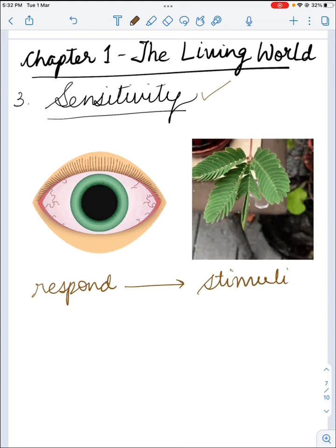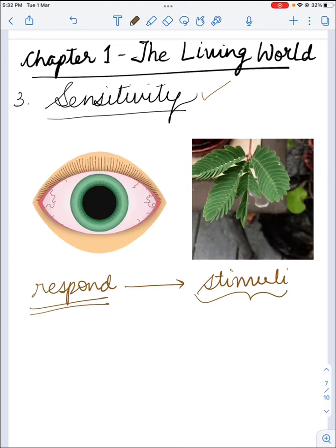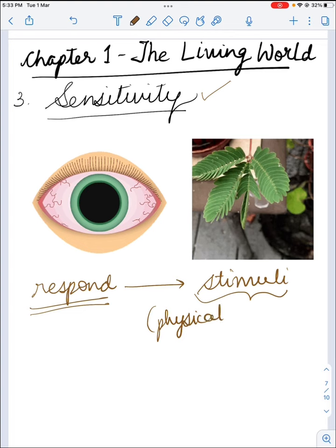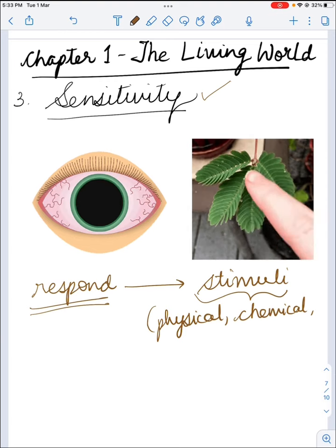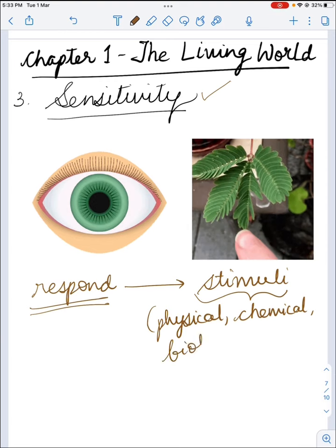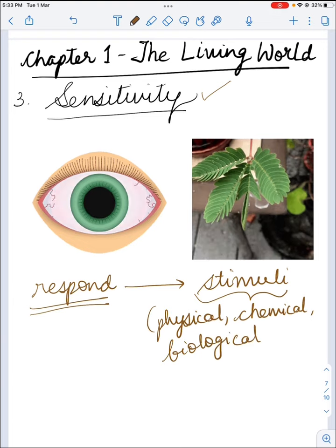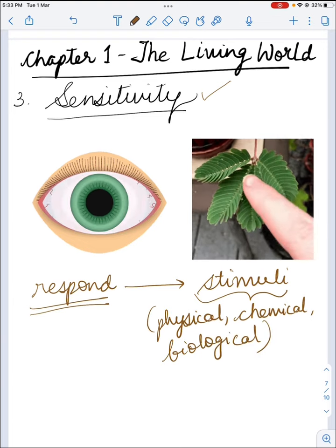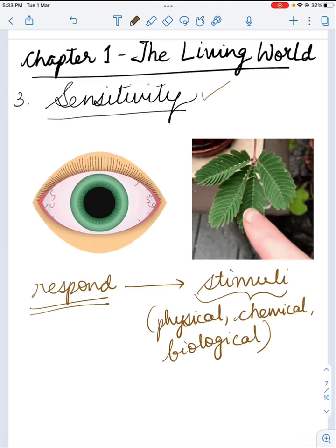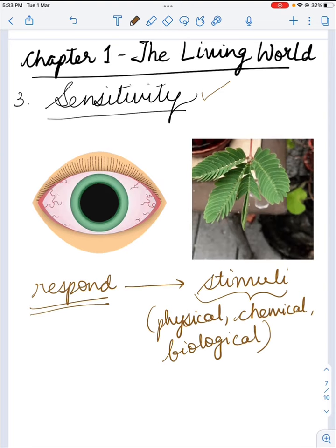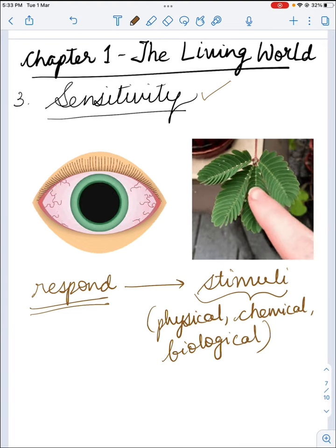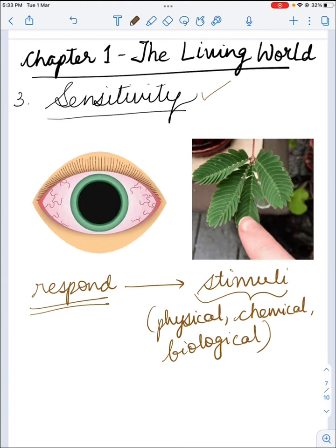By now, all of you know what is meant by responding to something. And stimuli can be physical, it can be chemical stimuli, or the stimuli may be biological. So let me repeat it for you. The definition of sensitivity is the ability to respond to the environmental stimuli such as physical, chemical, or biological.